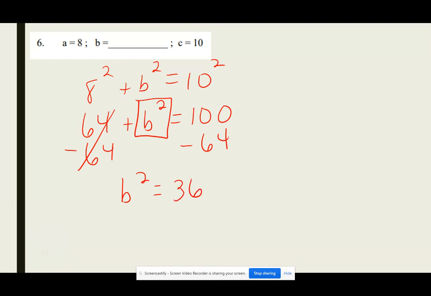Okay, one final step. Go ahead and take the square root of both sides. So b equals, and the square root of 36, you can think to yourself, what times itself gives you 36? That's 6. Okay, so b is 6.